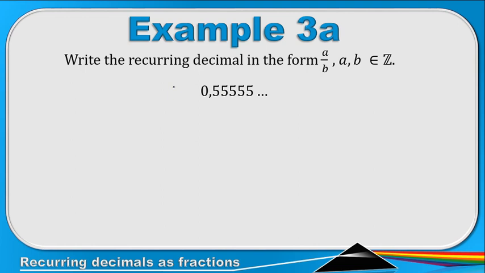So the first thing you do is we're going to work with this number. So let's give it a name. Let's say x is equal to, okay? Now the next thing I want to do is if there's one number recurring, okay? And if there's one number recurring, then we're going to multiply both sides by 10.